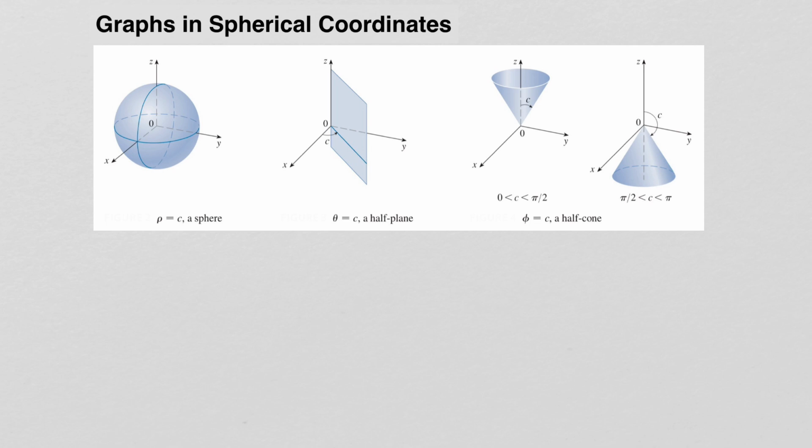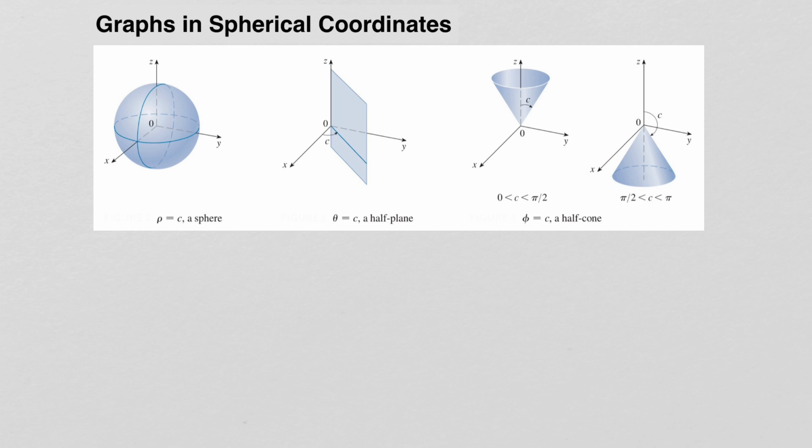If I say phi equals c, phi, remember, is the angle from the positive z-axis down to where you're at there. And so since there's no restriction on theta, we know that we have to be angled this far away from the z-axis, but we can encompass any angle theta around it. So this is going to give us a half cone. And if phi is equal to some constant c, where c is bigger than pi over 2 but less than pi, that's just going to be a half cone down below the xy plane.